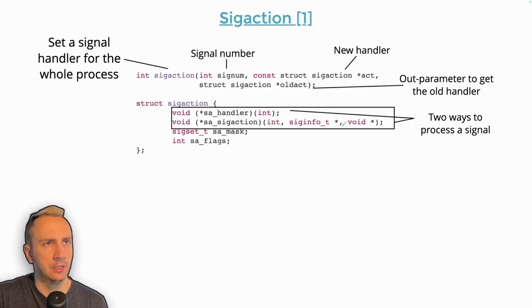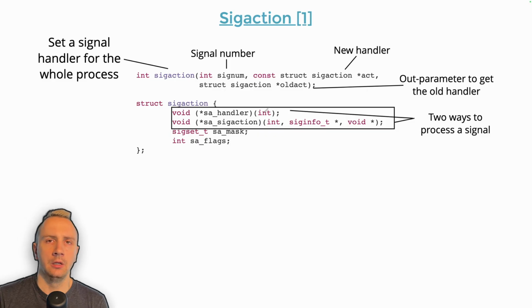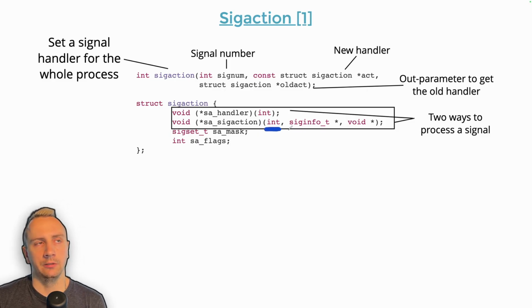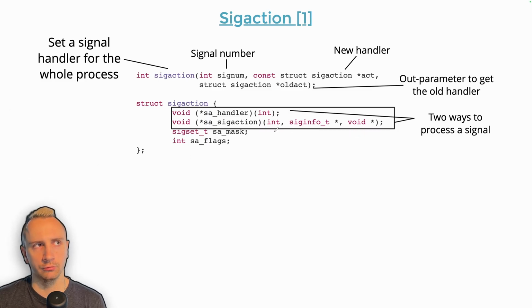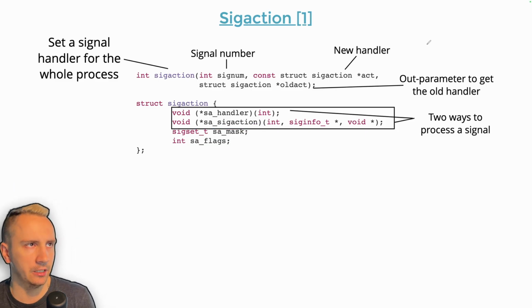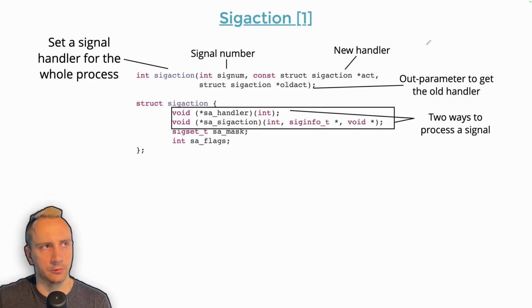First one is looking exactly like the old one from the signal function. So it just takes an integer and that's it. And the second one is taking signal number as well and some additional information. If you need this additional information, you can choose to set this handler. It's going to be a bit more powerful, but it's very rare when you need such power, so probably most of the time you will be setting just the first one.